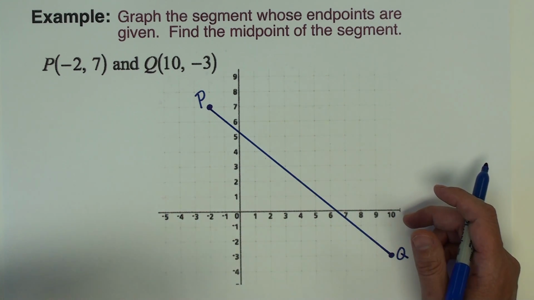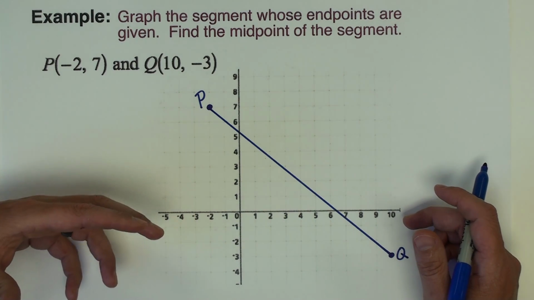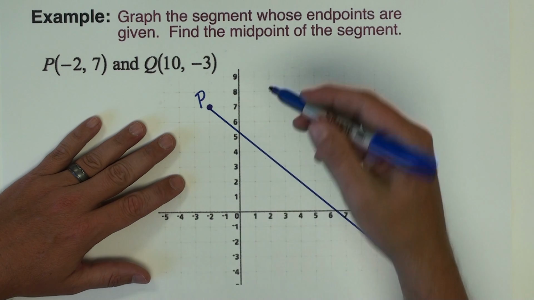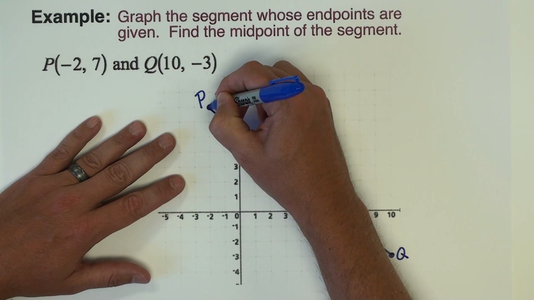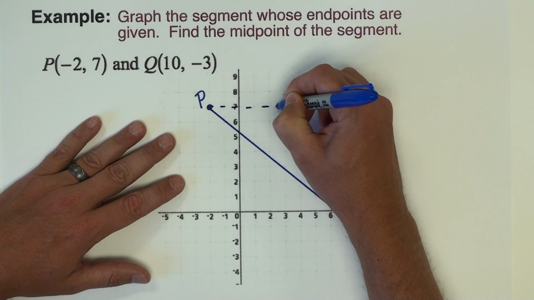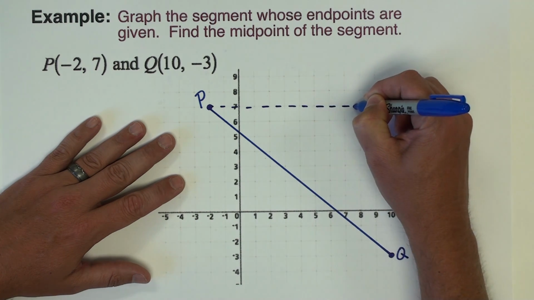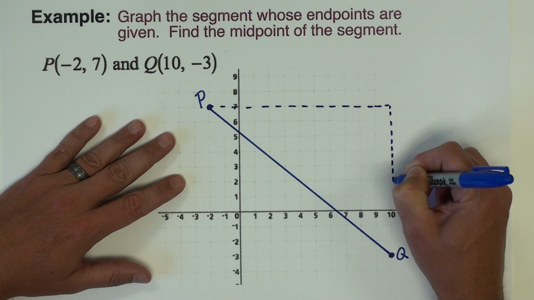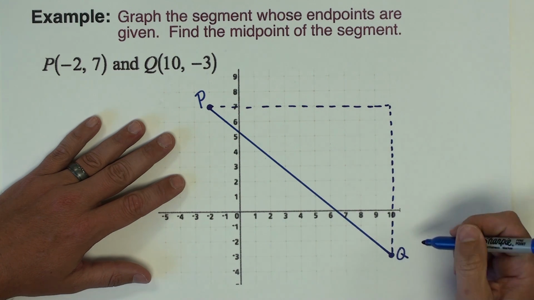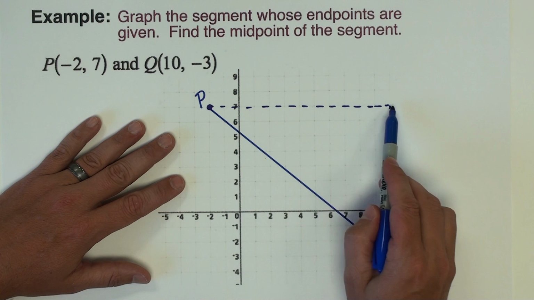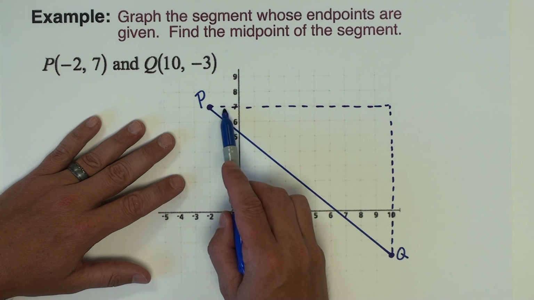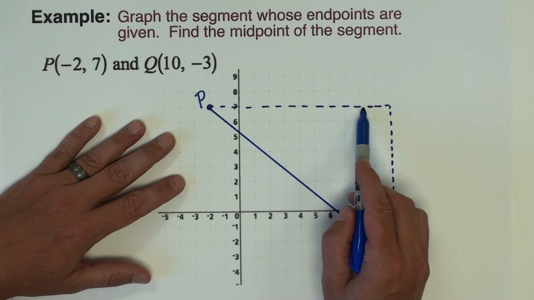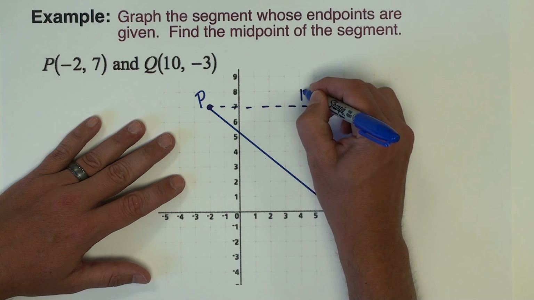Okay, so here's my second method for doing this. And again, since I'm on a graph, I'm just going to use the graph. And this technique, all it requires is counting. I'm going to count how far away point P and point Q are horizontally, and how far apart they are vertically. To get from P to Q, I have to go over 1, 2, 3, 4, 5, 6, 7, 8, 9, 10, 11, 12 units.